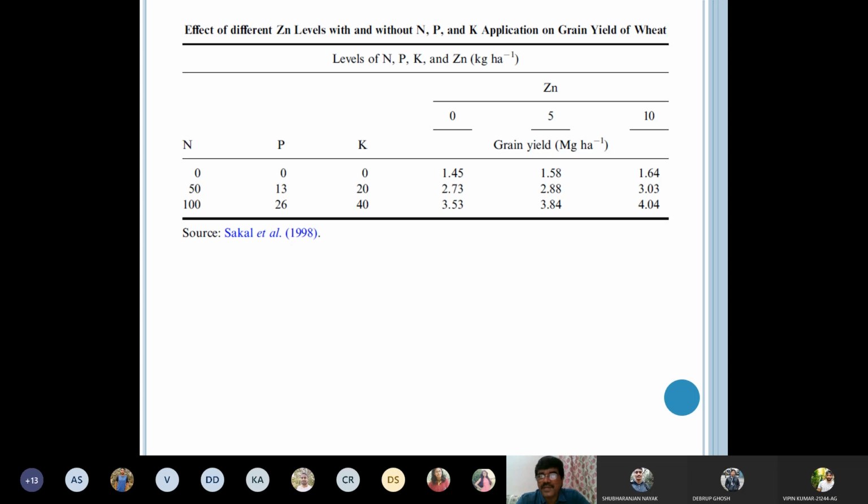So due to 5 kg zinc only, your yield has increased from 2.73 to 2.88. And if you increase it further to 10, it has gone to 3 tons per hectare. Similarly at 100 kg also. So this slide is showing you the value of balanced fertilization. If along with NPK, you increase the zinc, it increases the yield of the wheat.